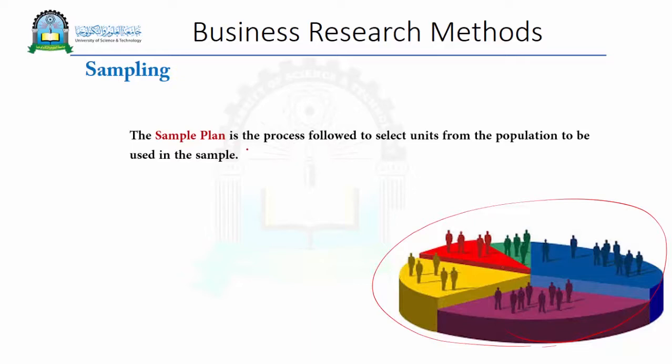So the sample plan is the process followed to select units from the population to be used in the sample. Sometimes the population is very big. You cannot cover it. You cannot collect data from all of it. So you need to take a sample, and the sampling plan can make this process easy.